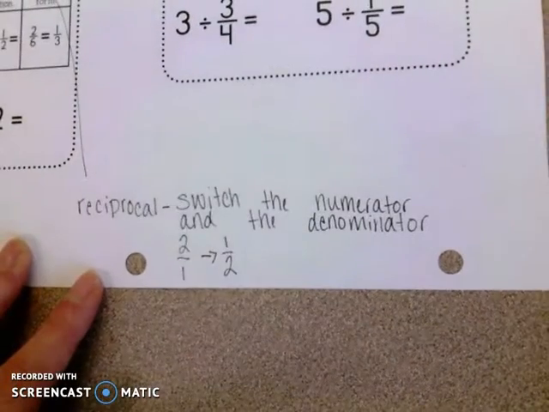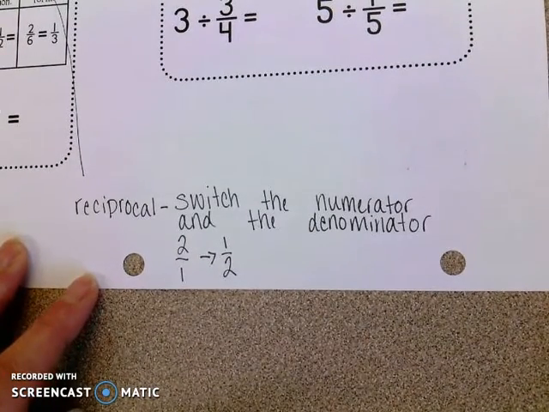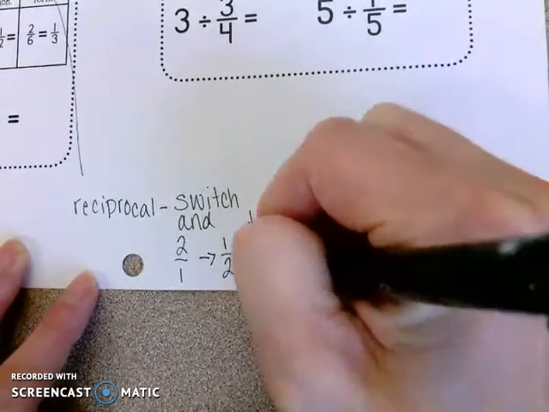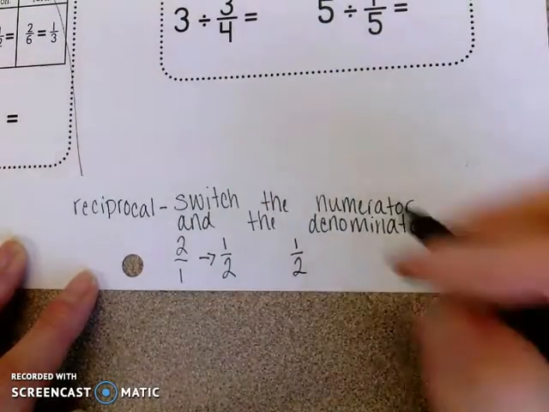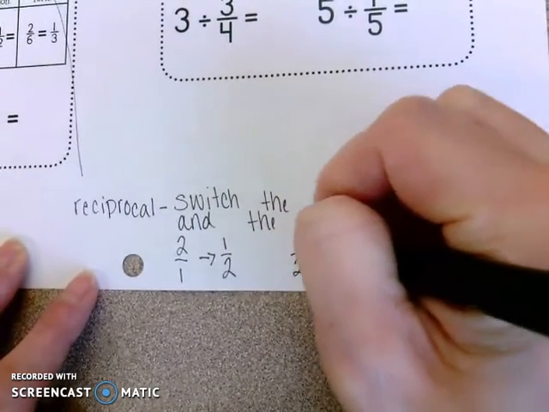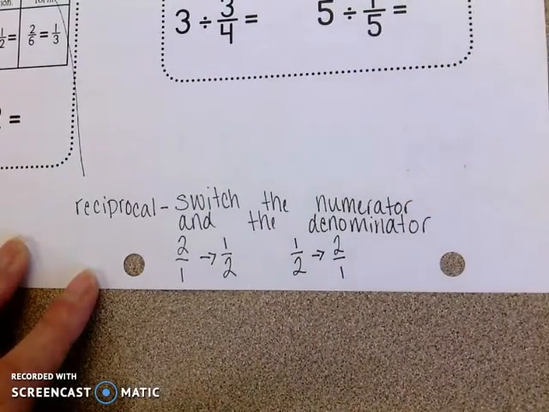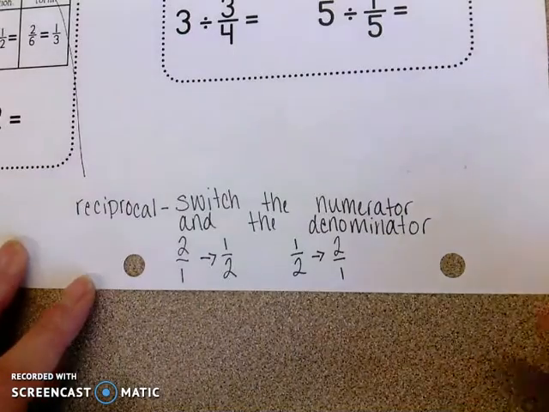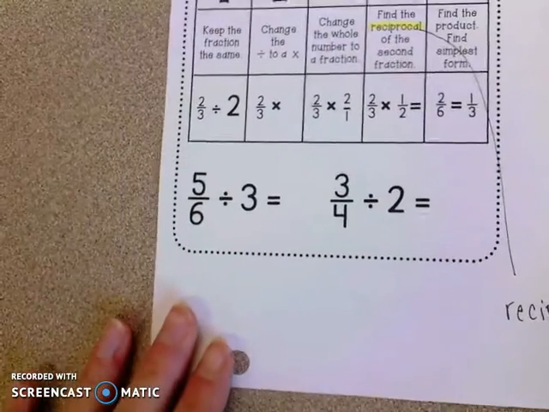I'm not putting an equal sign because 2/1 does not equal 1/2. Okay? If I said find the reciprocal of 1/2, I would switch and get 2/1. Again, they are not equal, so I'm not using an equal sign. I just used an arrow to show the reciprocal there. So let's go ahead and try this over here.